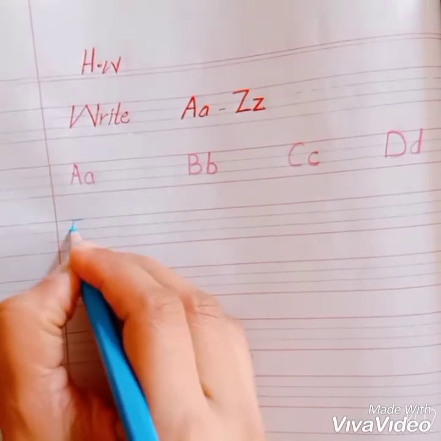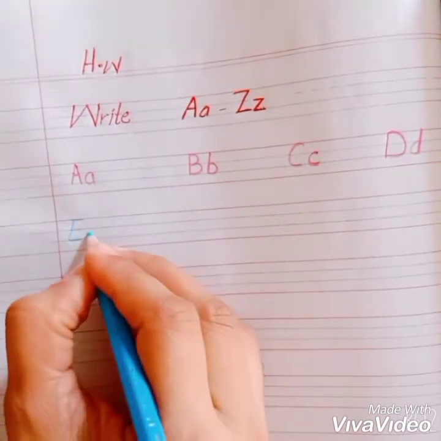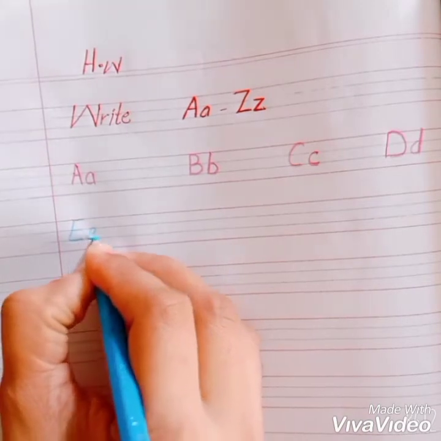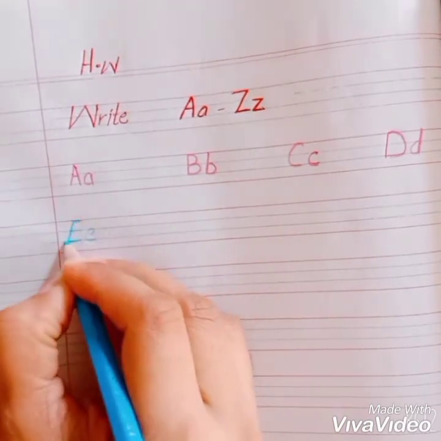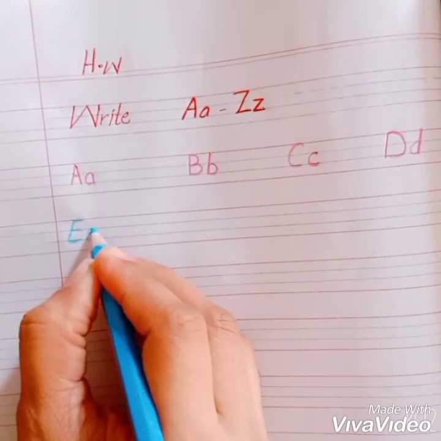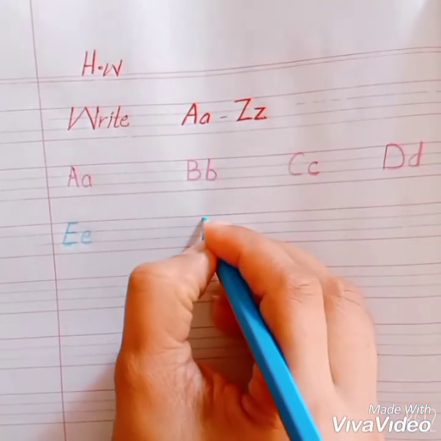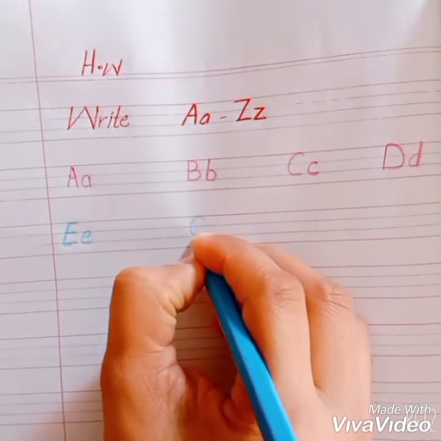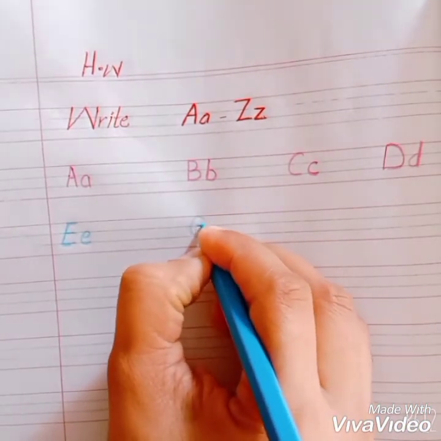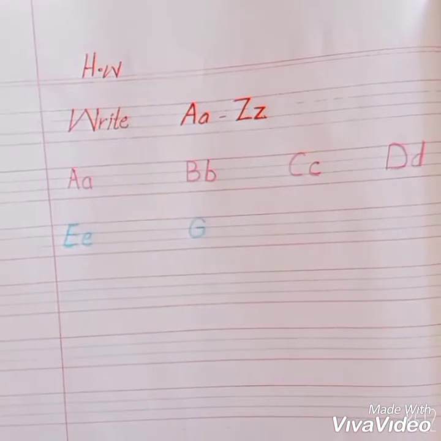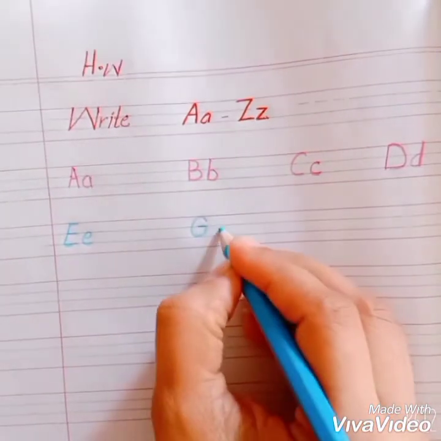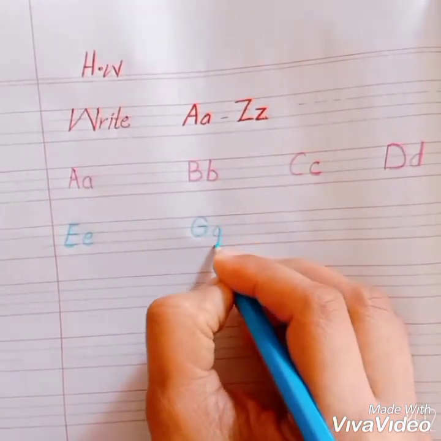E for elephant. And what's the sound of E? E. Elephant. E. Egg. What comes after E? G. G for glass. And what's the sound of G? G. Glass.